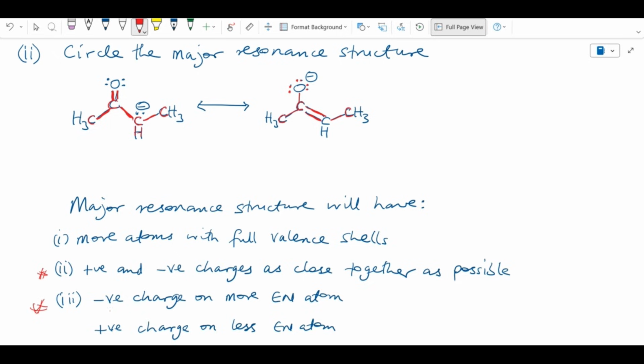So this rule says that whichever structure has the negative charge on the more electronegative atom will be the major resonance structure. So in this structure here, this negative charge is on carbon. The negative charge here is on oxygen. Oxygen is more electronegative than carbon. Therefore, this is going to be the major resonance structure.